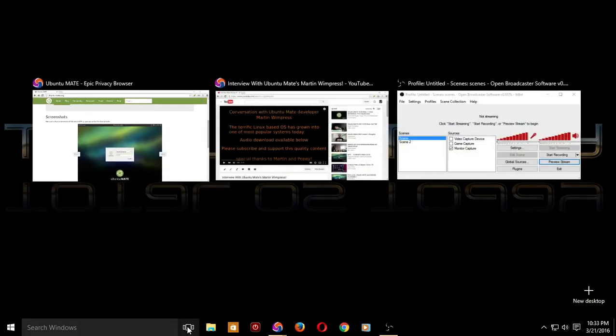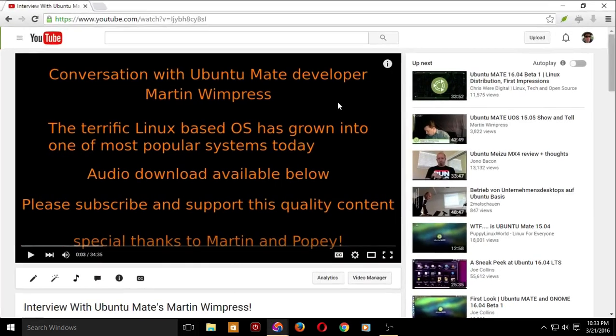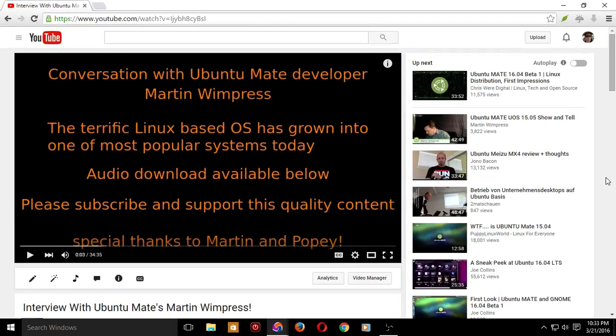And the final reason, maybe the most important reason why you should try this, is I spoke to Martin Wimpress. He is the man responsible for Ubuntu Mate. We spoke last August, last year, and he explained to me how this came about. He is a gentleman who I believe is committed to the quality of Ubuntu Mate. I affectionately call Ubuntu Mate the romantic OS.